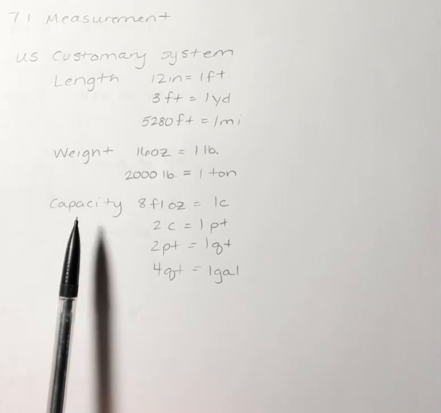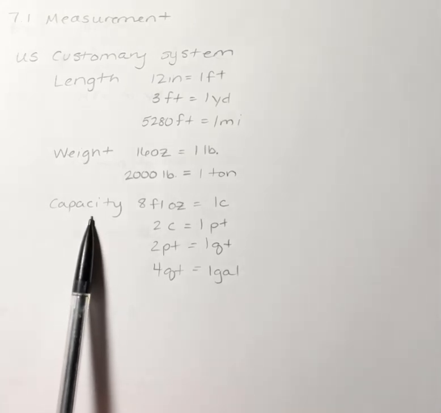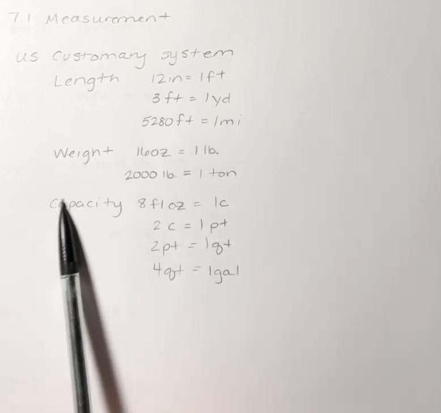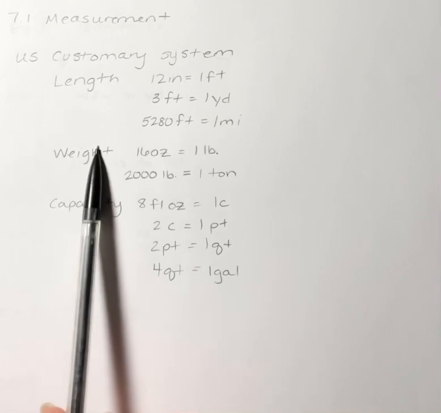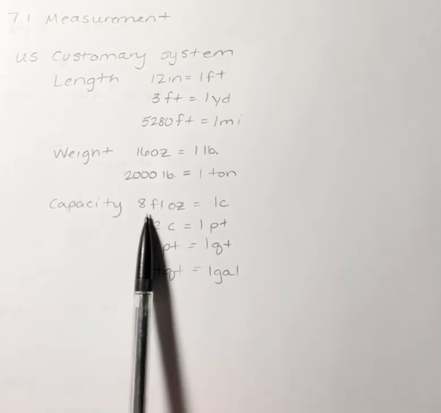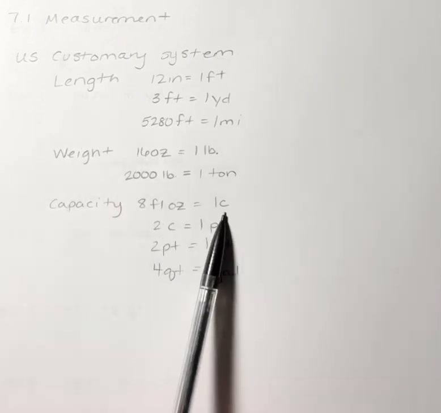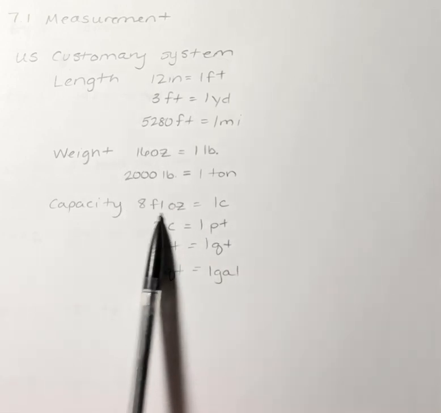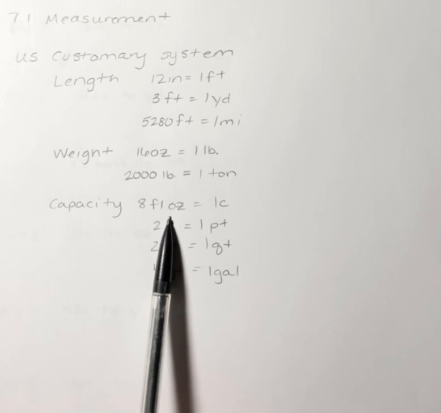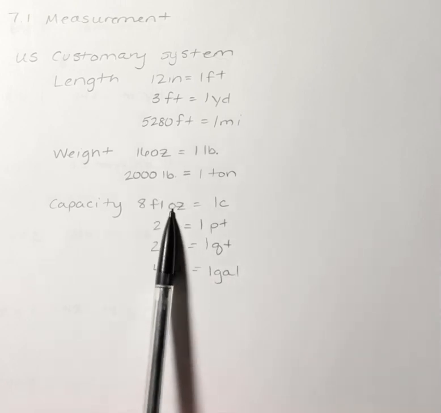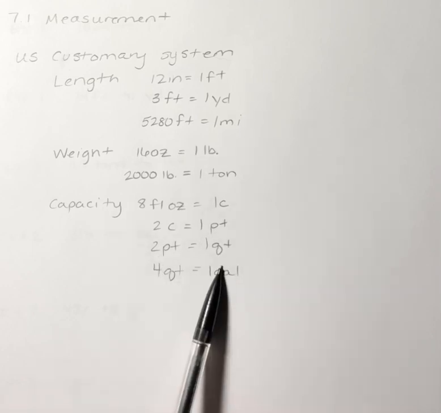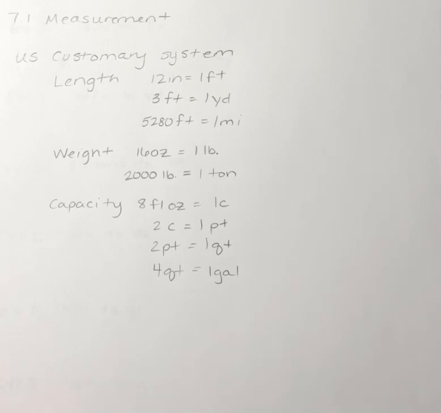Capacity, this is what you measure typically liquids in, but you can also measure dry goods in this as well. This is how much space it takes up. This is how heavy it is. These are different, okay? 8 fluid ounces is equivalent to 1 cup. So 16 ounces weight-wise and 8 fluid ounces, those are measured differently, okay? This is how much space it takes up. 2 cups is equivalent to 1 pint. 2 pints is equivalent to 1 quart. And 4 quarts is equivalent to 1 gallon.